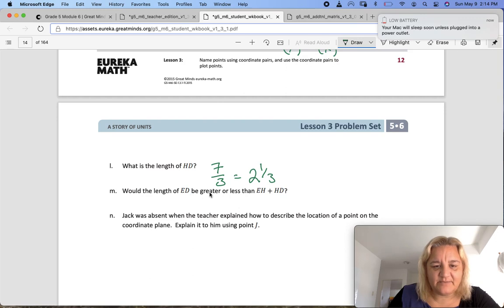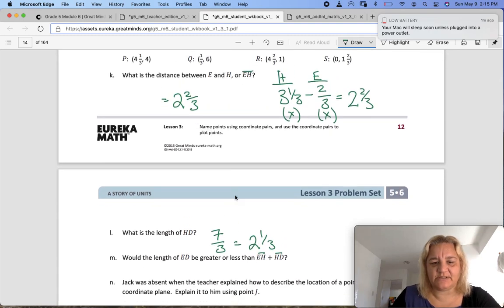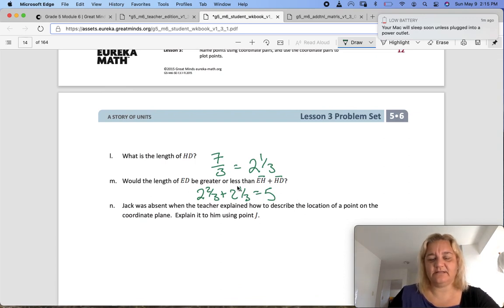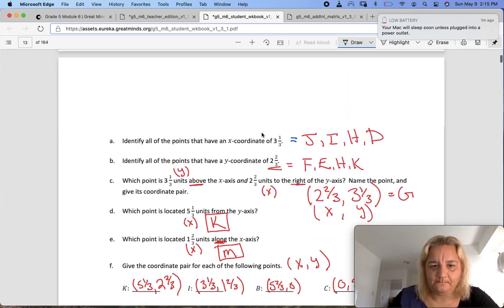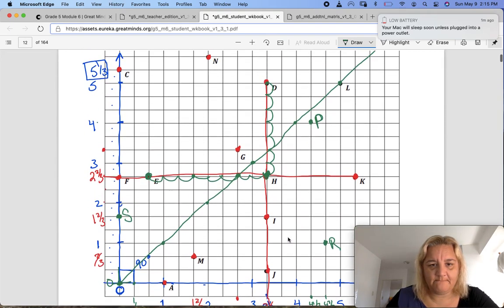Would the length of ED be greater or less than EH plus HD? Oh, okay. EH plus HD, let's find that. So we just said EH was 2 and 2/3, and HD is 2 and 1/3, so 2 and 2/3 plus 2 and 1/3 equals 3, 4, wait a minute, 5, right? And then we want to find ED, what's ED? ED is right here. Ooh, we just made a triangle.